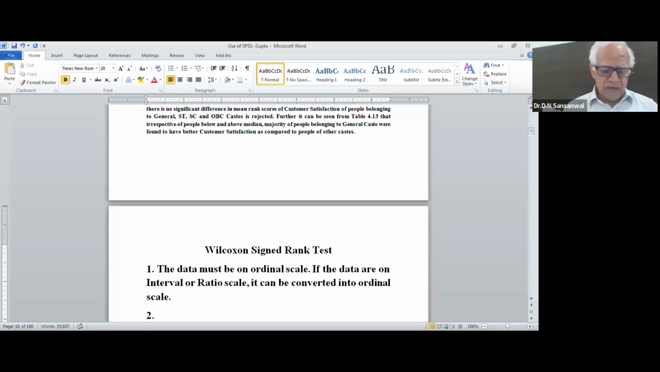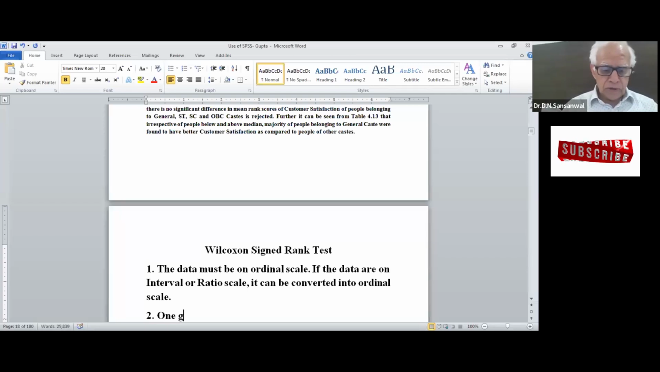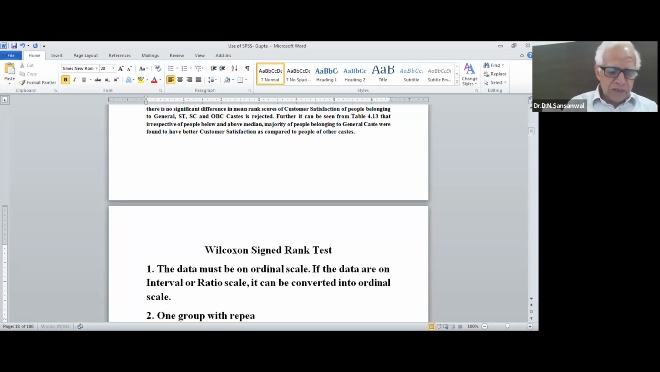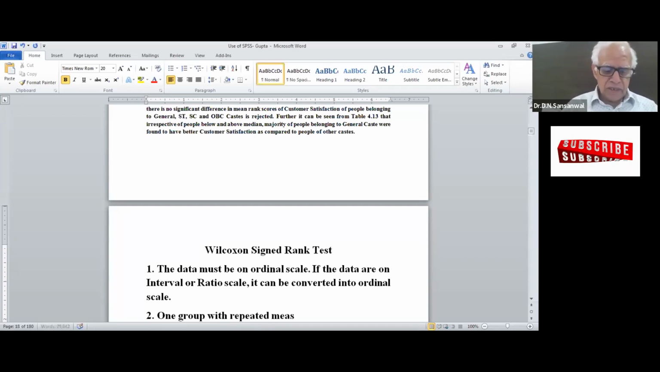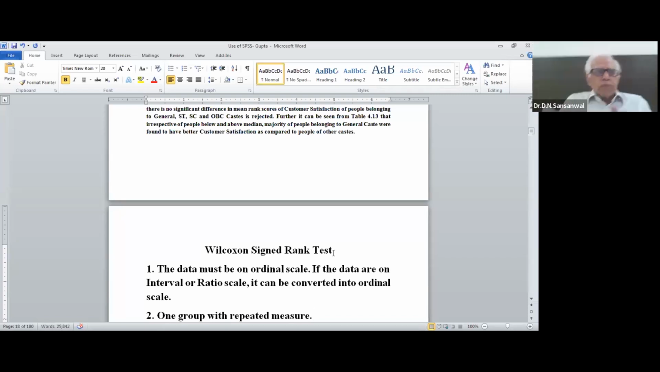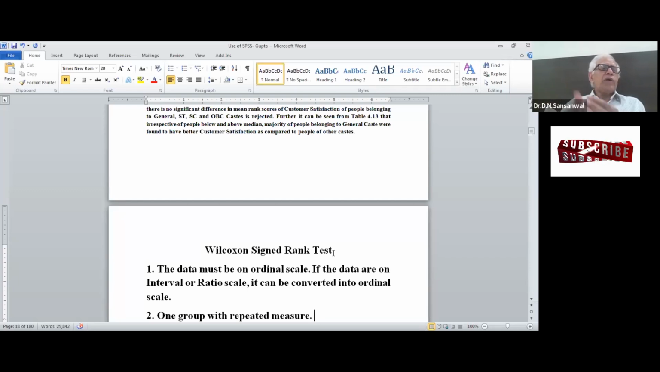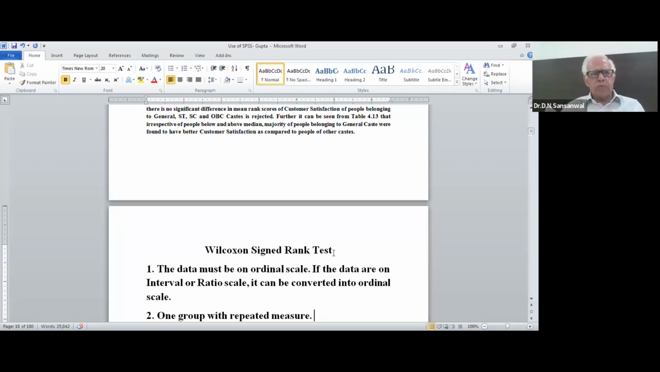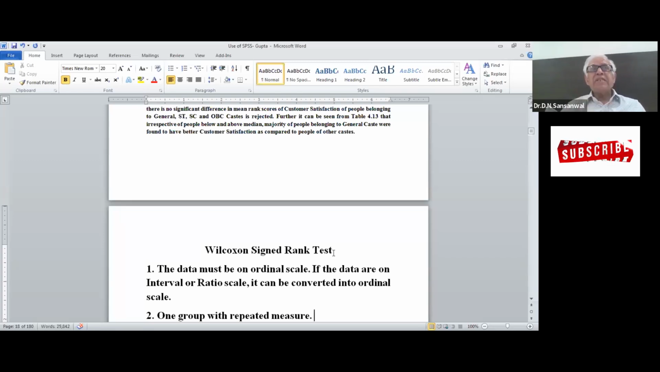Another is you should have one group with repeated measures. That means the same group, you take their assessment now and you can take your assessment after 2 days, 3 days, 4 days, as you feel. Absolutely no problem. So this is repeated measures and you should have only two measures. So that means it is only the one group.